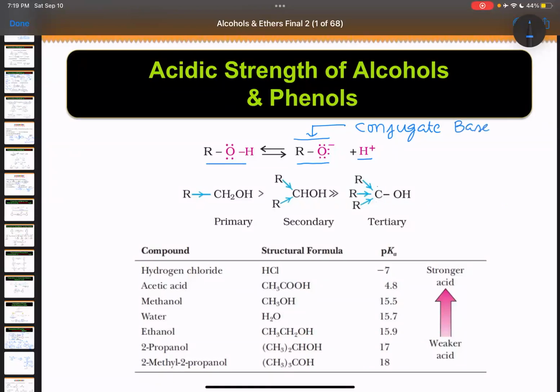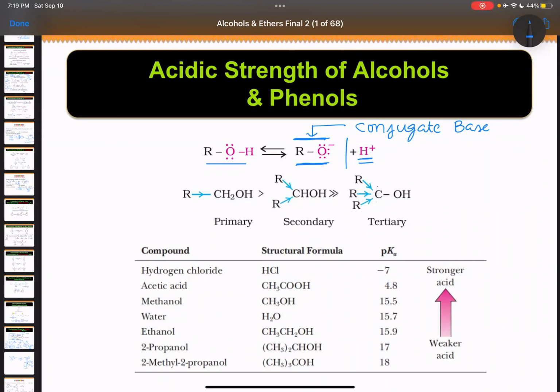So whether someone is going to give H plus easily or with difficulty depends upon the nature of the conjugate base. You might have studied this, that a strong acid will have a stable conjugate base or weak conjugate base or vice versa. So this H plus is going to come out easily if this conjugate base is stable. If it gets stabilized, the H plus is going to come out very easily and your alcohol is going to be very acidic.